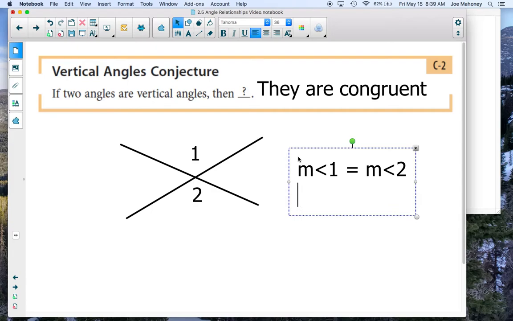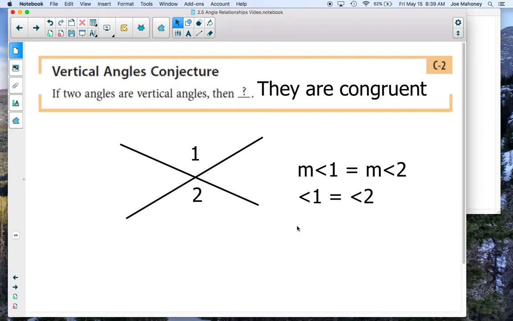Or if we want to write it using our congruency, which I think is a little bit better to do, we'll say that angle 1, and I'm going to make a congruent symbol in a minute. Angle 1 is congruent to angle 2. There's my little squiggle. Remember, that little squiggle above the equal sign implies that they're congruent, and congruency means they have the same measure. So two big conjectures for today. The linear pair conjecture that says a linear pair of angles are supplementary, and the vertical angle conjecture saying that vertical angles are congruent. Cool.